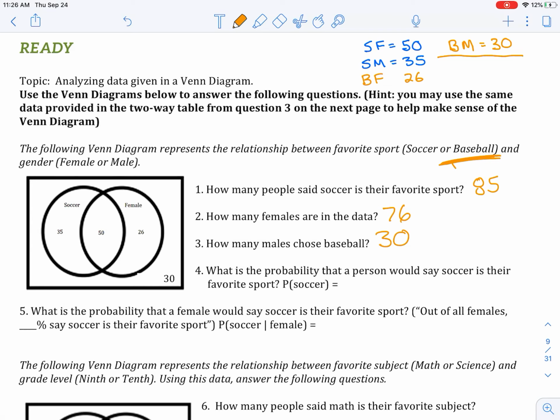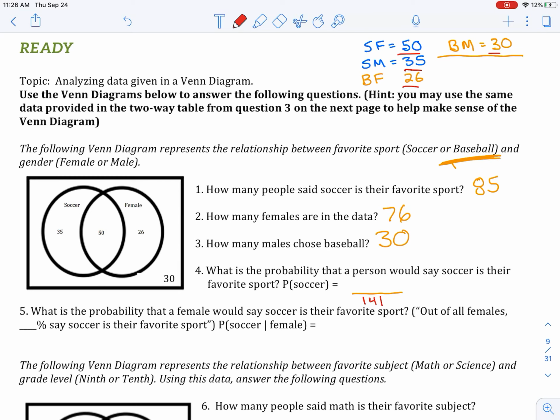What's the probability that a person would say soccer is their favorite sport? Well, now I would need a total for a probability, right? I would need all the people in the survey as the denominator. So how many total people are in the survey? Well, it would be 50 plus 35 plus 26 plus 30. Give me a minute. I think it's 141. I better make sure I don't have to redo the whole video again. Give me just a minute, guys. That would really be lame. Let me make sure the total is 141. Yes, it is.